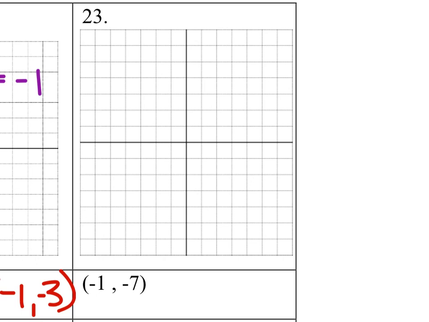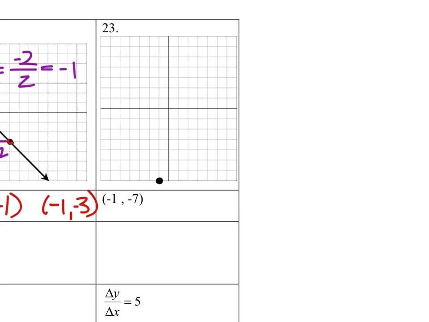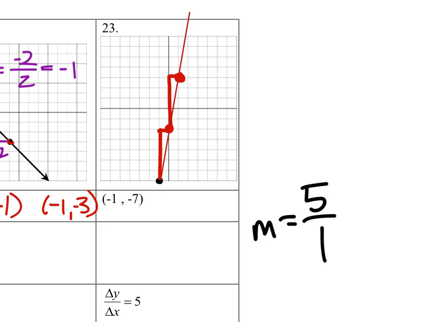Well, what about 23? It gives us this point, negative 1, negative 7, which would be right about here. But then it gave us some slope down here, and it says the slope is 5. I need to see this slope as a fraction. So I'm going to make this 5 over 1. Which means my rise is 5, so I'm going to go up 5, 3, 4, 5. And then to the right 1, making a stair step, that's my next point. I can continue this pattern and find the next point. All I must do now is to connect these with a line. Bam. And now I have graphed it.